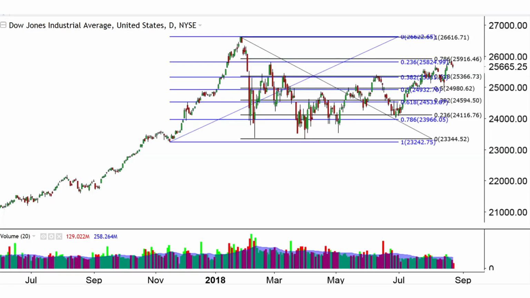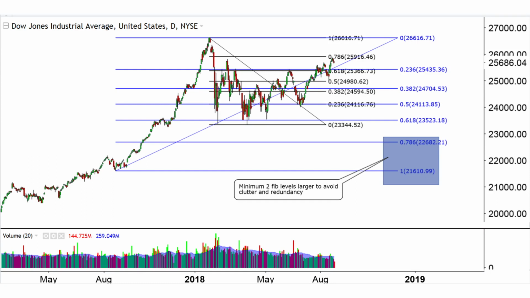This chart demonstrates why it is unnecessary to combine fibs of near equal size. This causes a mess of overlapping fib levels. The better route is to have the larger fib be a minimum of 2 fib levels larger than the small fib to avoid a cluttered chart and redundant price identification. This chart is clearer and identifies the most relevant fib levels more neatly with higher validity.